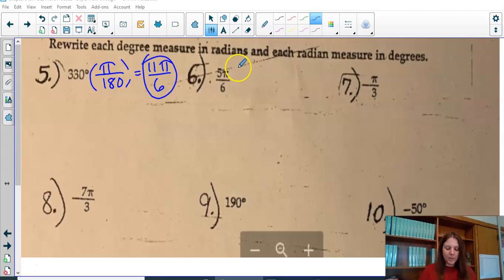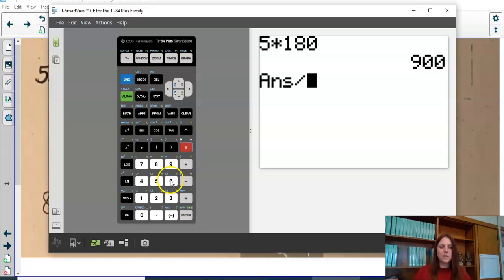Number 6 is a radian. So that means we're going to put the pi in the denominator and the 180 at the top. The pi's will cross out, and you can multiply 5 times 180, hit enter, and then divide by 6. And I get 150 degrees.